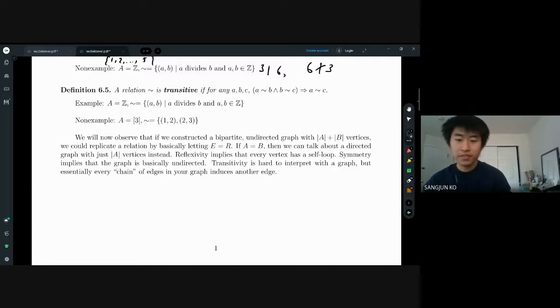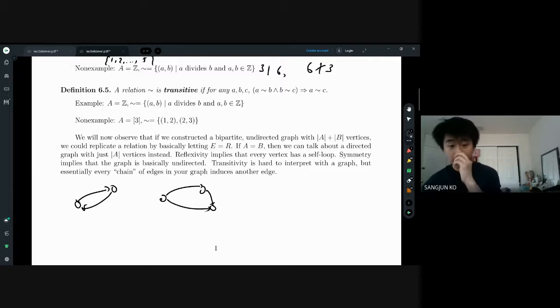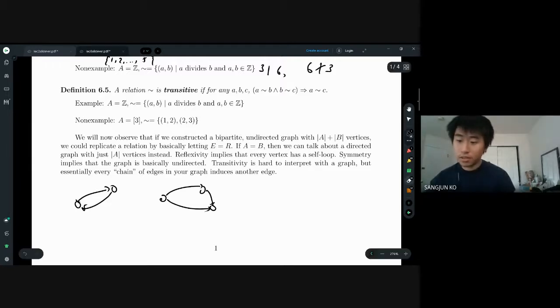So reflexivity means that every vertex has a self-loop, and symmetry means that the graph is undirected, because if there is a relation going this way between two vertices, that means there's a relation going this way. That's what symmetry is. So it means everything is undirected. And transitivity is a little bit hard to talk about, but it just says if I'm related to this guy and I'm related to this guy, then this edge also must exist, right? So basically, a chain of edges in your graph induces another edge.